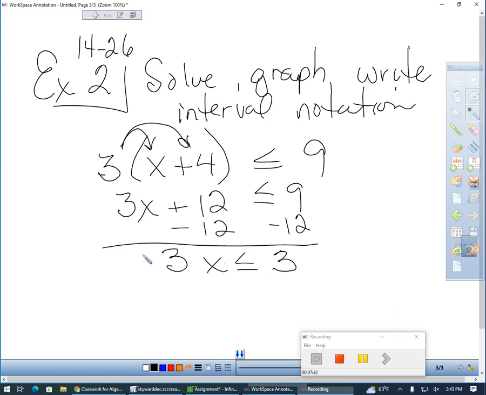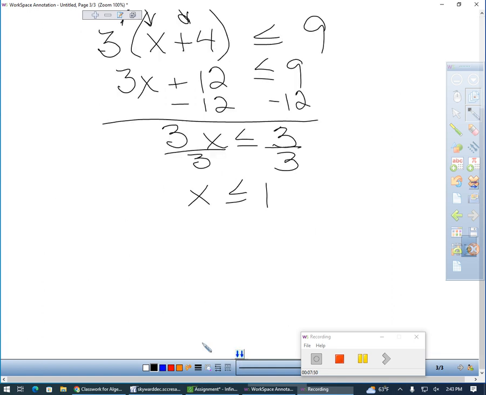Good. Now I divide, and Chase is right. I divide by 3. I get x is less than or equal to negative 1. All right, so I've solved it.